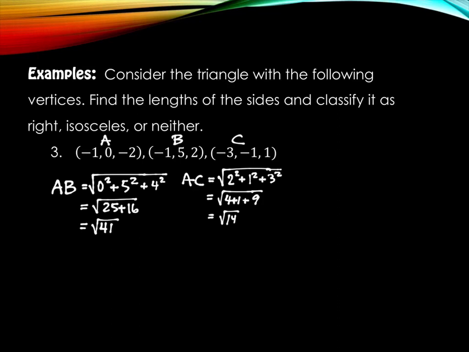Okay, so far, this is not looking promising for isosceles. At least those two didn't match, right? I mean, it's not isosceles yet from our perspective. The last one I need is BC. So between B and C, the difference between the x values, 4. Oh, no, sorry. 2, 2 squared. The y values, 6. That's the biggest one we've had so far. And then the z values, 1. Okay, so I have 4 plus 36 plus 1, which is 41.